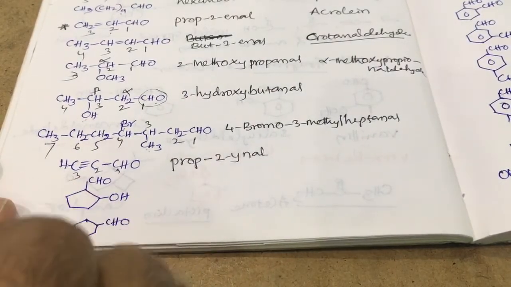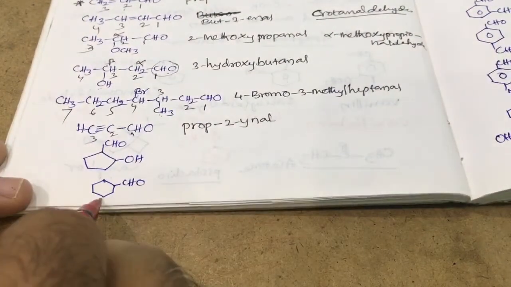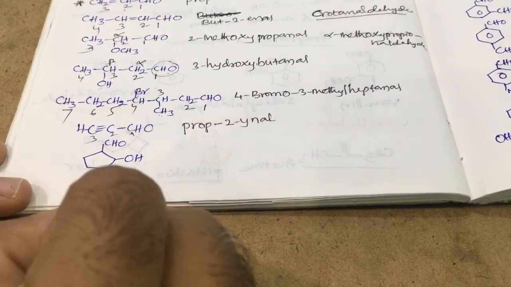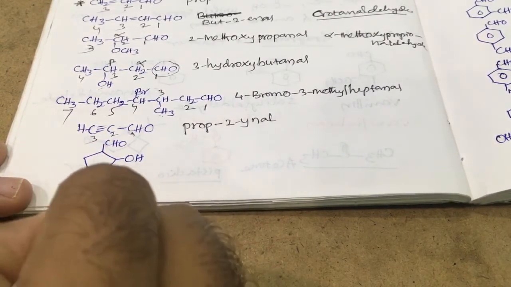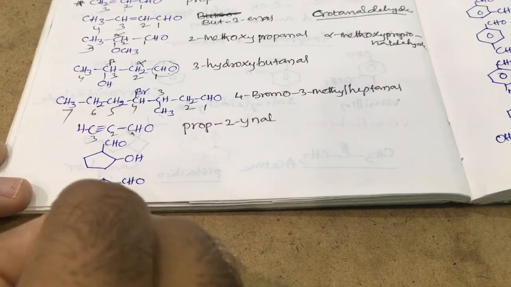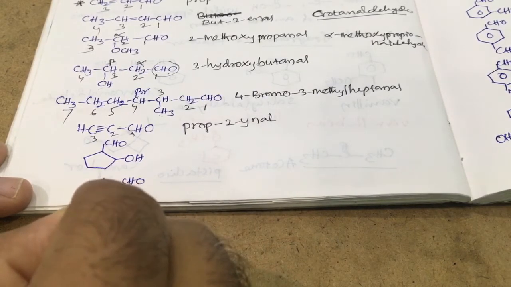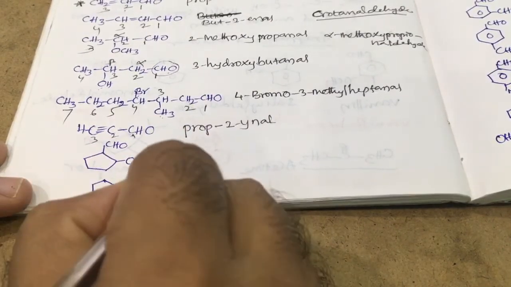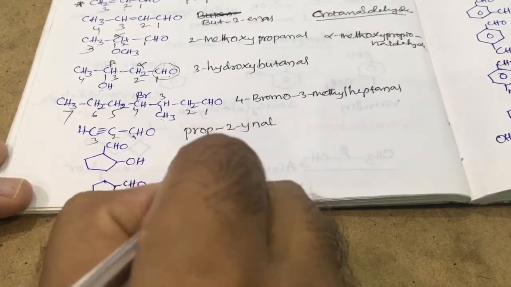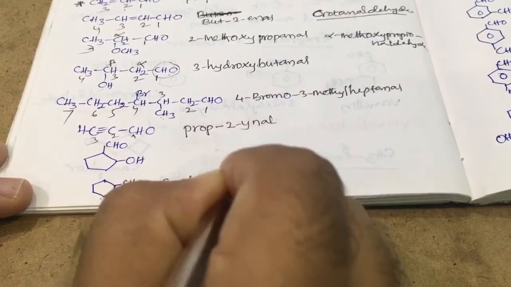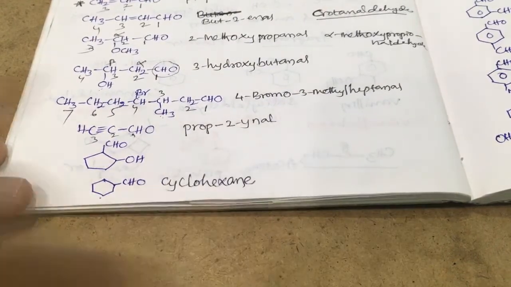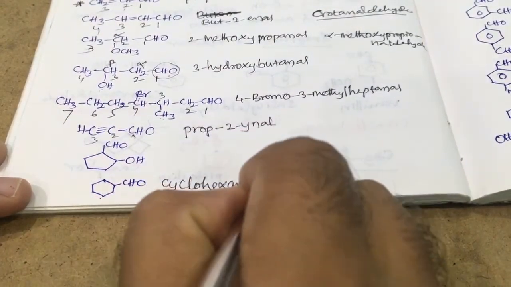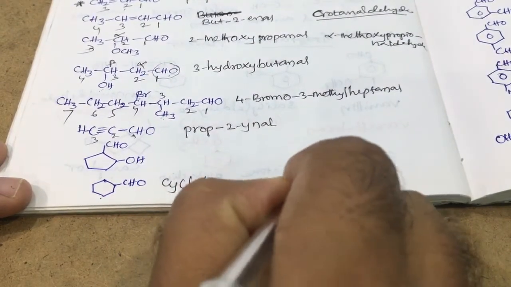Now it is a cyclic group. First I will explain this part, later we will go for this. Already I told you that when the aldehyde group is bonded to any cyclic group, the ring name comes first followed by carbaldehyde as its aldehyde name. Then it is total 6 carbons, that's why it is called cyclohexane. Now here e will be written, cyclohexane carbaldehyde.